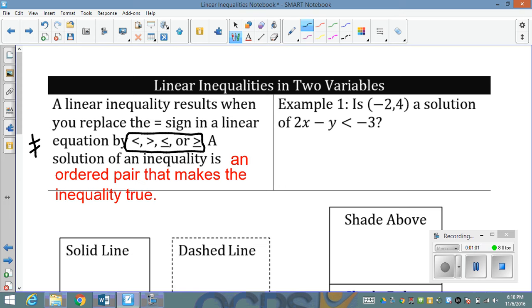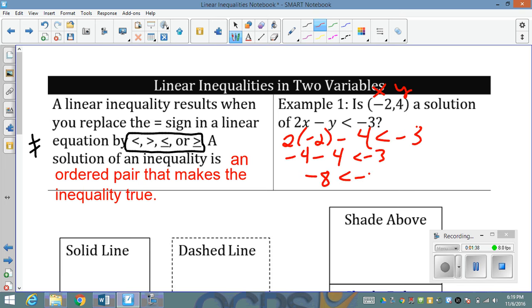So let's look at example 1, and we'll look at whether or not (-2, 4) is a solution of the inequality 2x - y < -3. So I'm going to replace the x with the -2 and the y with 4. So I get 2 times -2 minus 4 is less than -3. And now I'm just going to do my operations. First I'm going to multiply. And then doing my subtraction here. Signs are the same, so I add and keep the sign.